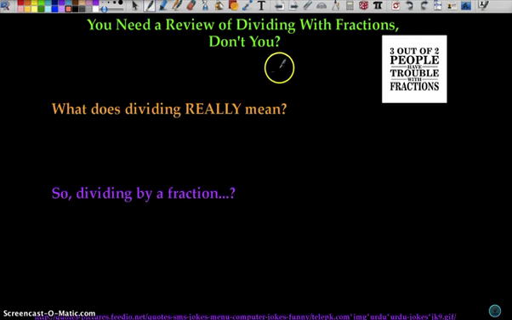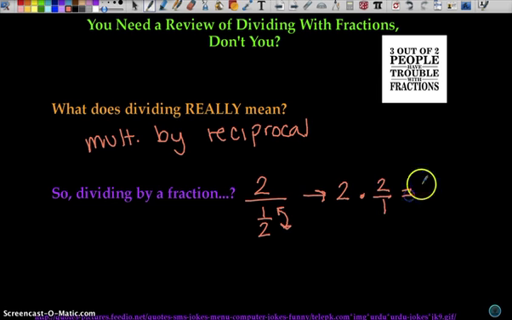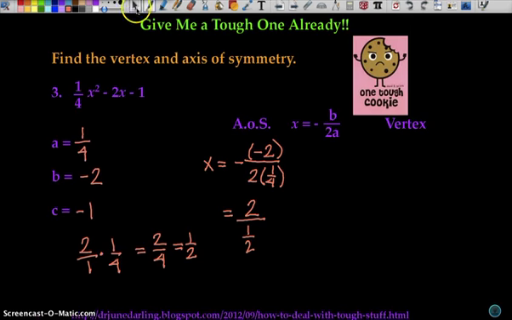So, well, think about this. What does dividing really mean? Well, it means to multiply by the reciprocal. So for that example, we had 2 divided by 1/2, right? Well, what does that really mean? To take 2 and multiply by the reciprocal, which would be flipping this fraction upside down, 2 over 1. Well, that's just the same as 2 times 2, right? Which is 4.